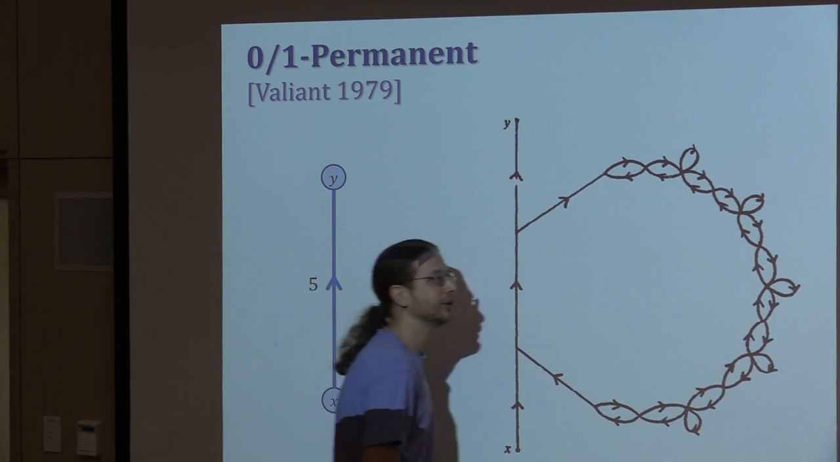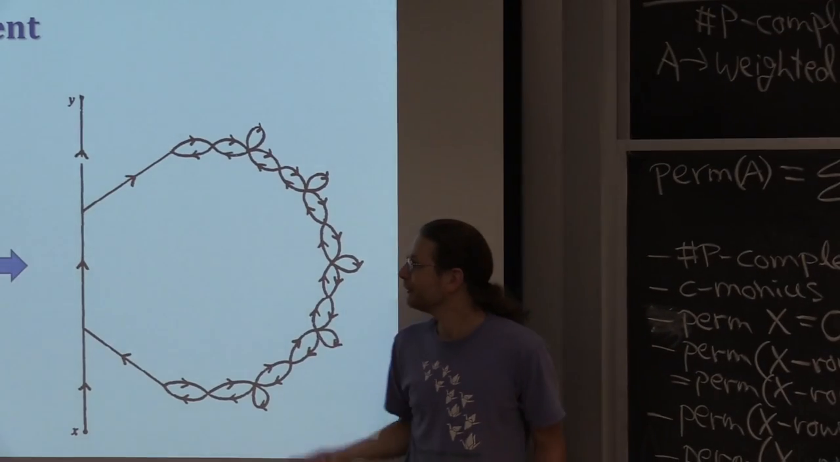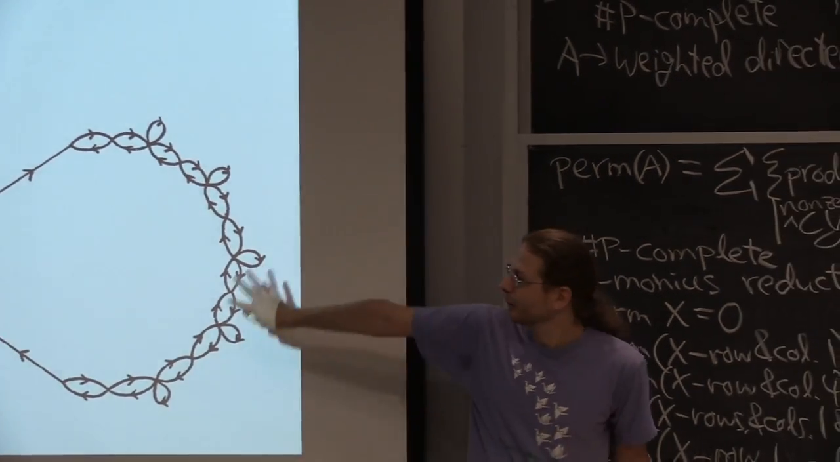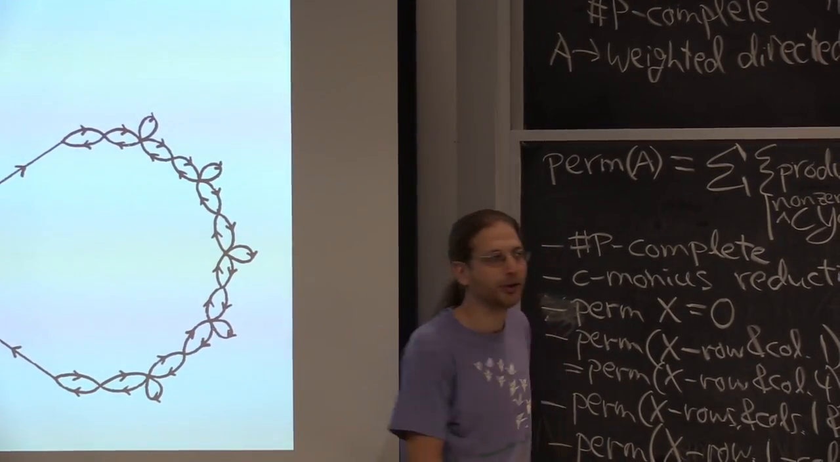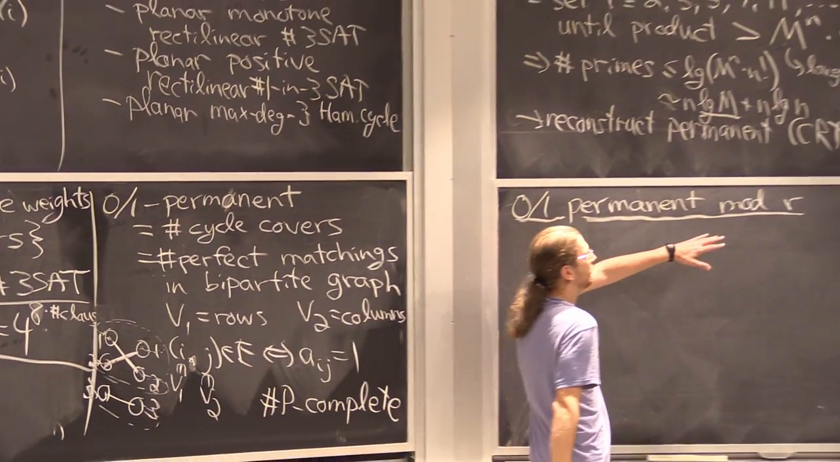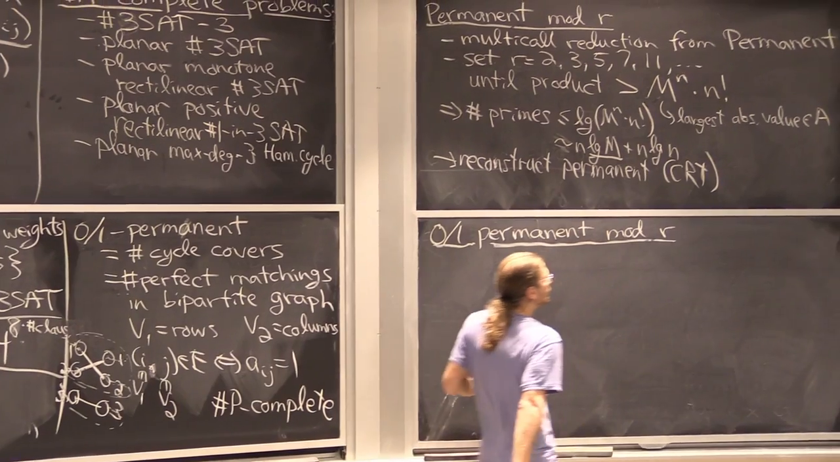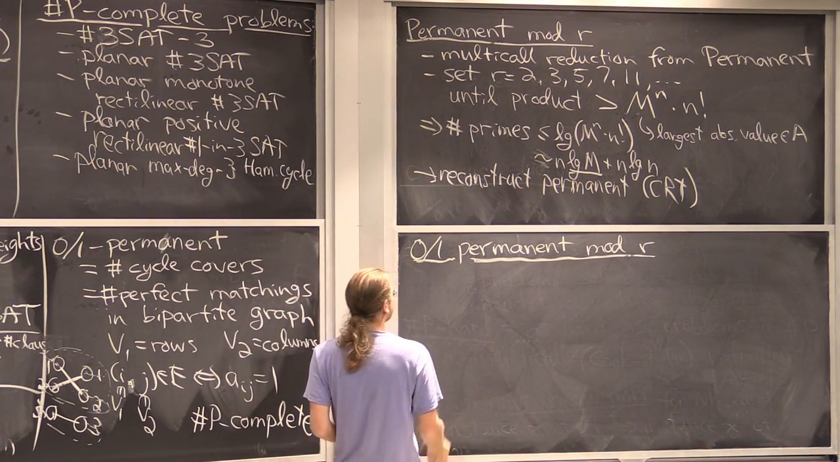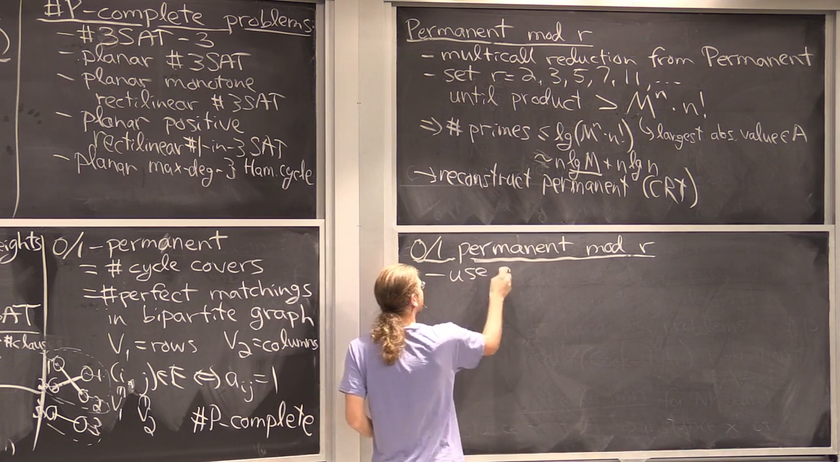Modulo r, you can simulate a non-negative weight edge like this. These are all weight 1, obviously, and absent edges are 0. So we can convert in the modulo r setting. There are no negative numbers, essentially. So we can just do that simulation. Everything will work mod r. So use the gadget.